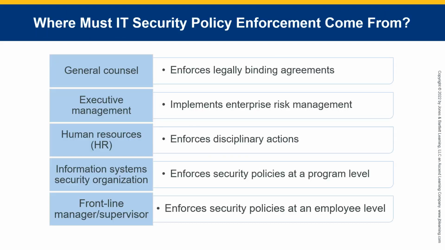Where must IT security policy enforcement come from? First, General Counsel enforces legal binding agreements. The executive management implements enterprise risk management. Human Resources enforces disciplinary actions. Information Systems Security Organization enforces security policies at a program level. And the frontline manager or supervisor level enforces security policies at an employee level.